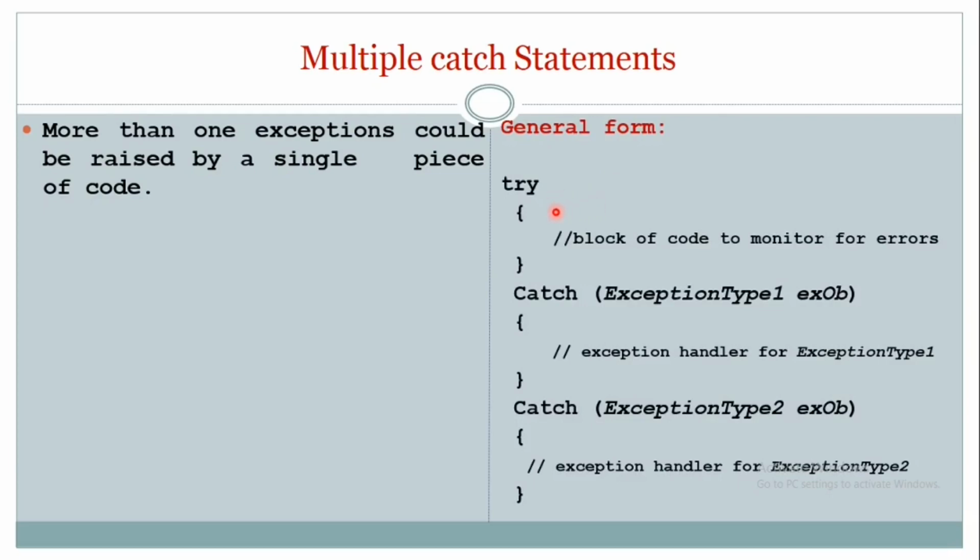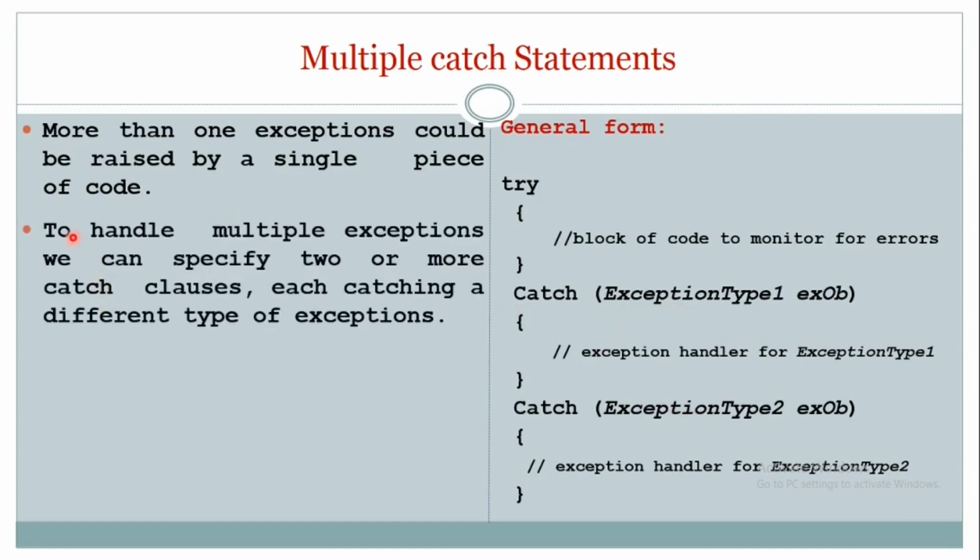Now, the piece of code inside the try block can throw different exceptions, for example, arithmetic exceptions or null pointer exceptions or array index out of bounds exceptions. So in that case, the try block should have multiple catch statements, each catch block handling different exceptions. To handle multiple exceptions, we can specify two or more catch clauses, each catching a different type of exception. As you can see here, we are using multiple catch statements to handle different types of exceptions. Each catch block will be catching a different exception, as you can see in the parameter over here.